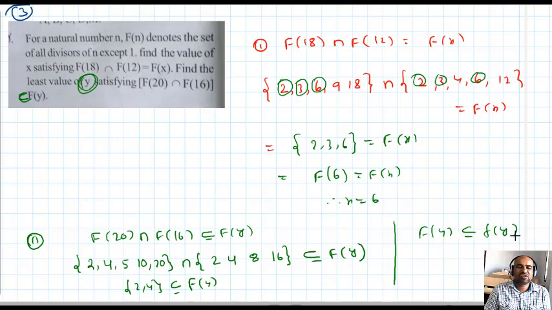So what is the least y value? I can say least y is equal to 4. So f of 4 is subset of f of y, no? Instead of f of y, you write 4 satisfies. F of 8 satisfies. F of 16 also satisfies. So y equal to 4, 8, and so on. Among these, the least one is 4 only. So least y is 4. Okay.